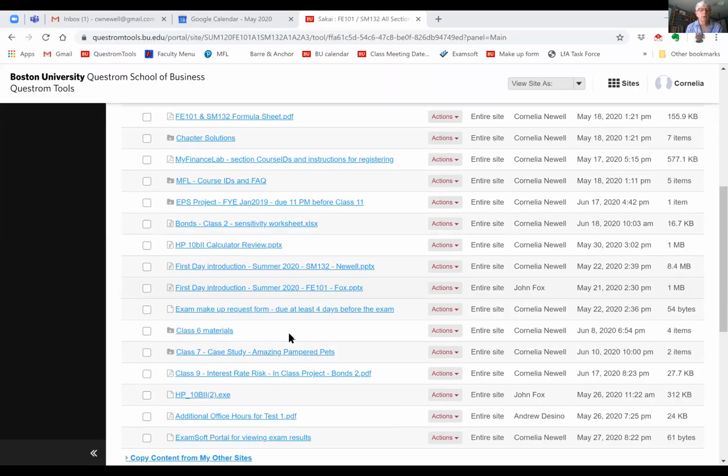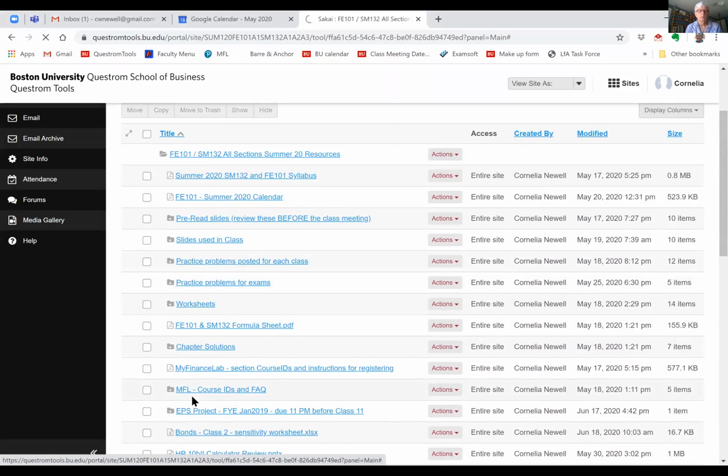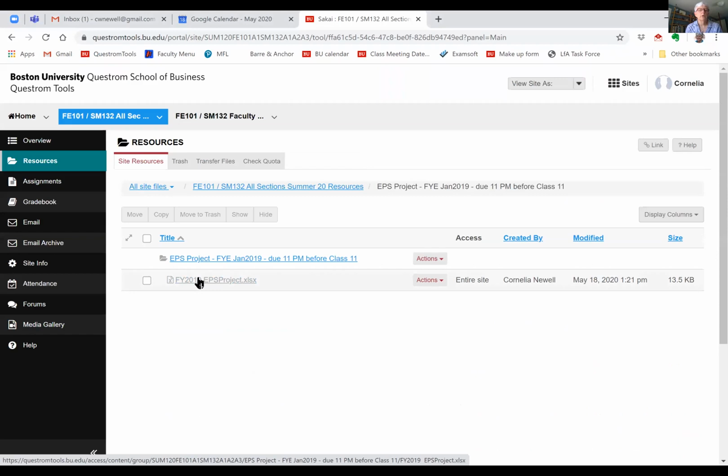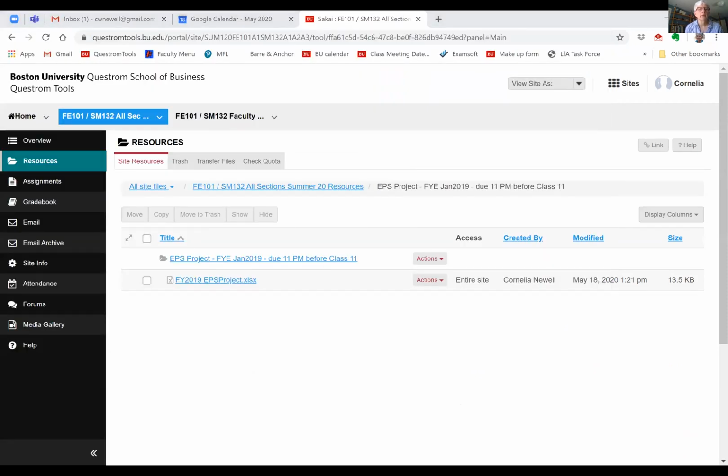And you're going to submit it to Questrom Tools. There's an assignment that is open now that is set up on Questrom Tools. So when you come into Questrom Tools, you are going to find this thing that says EPS project. When you open up that folder, you will find an Excel spreadsheet. I will open up the spreadsheet and show it to you. It's already on my computer.